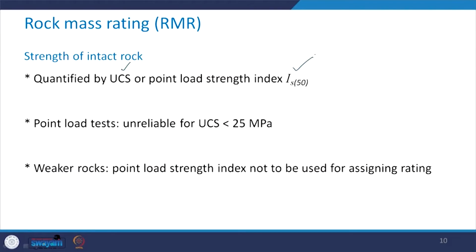Coming to the strength of the intact rock, that is quantified by UCS or point load strength index. Now you know how to determine these two things. Point load test results are unreliable for UCS less than 25 megapascal for the assignment of any rating to the strength of intact rock. For weaker rocks, the point load strength index should not be used for assigning the rating. So how should this be done? There we have to rely on the value of UCS.